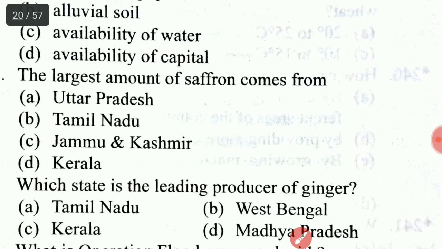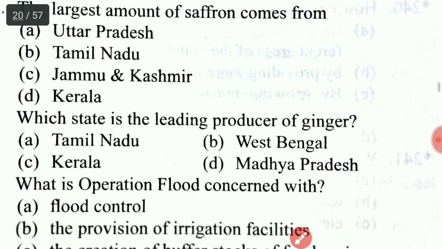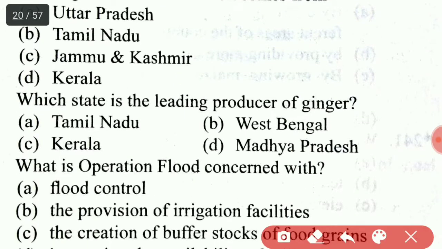Next, the largest amount of saffron comes from option C, Jammu and Kashmir. Next, which state is the leading producer of ginger? The right option is option C, Kerala.